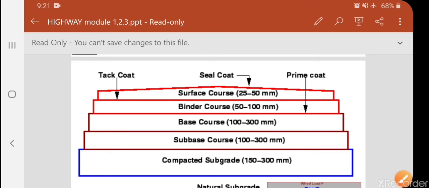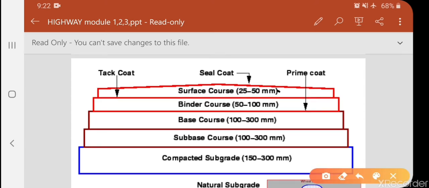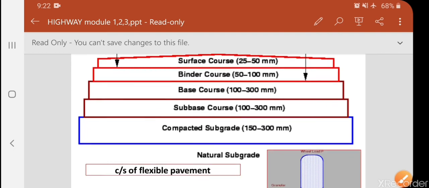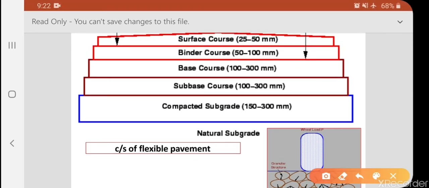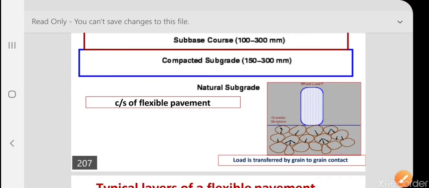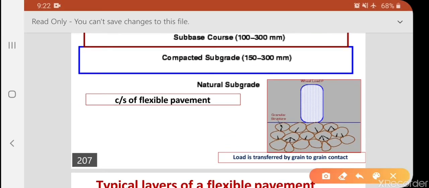Going by thickness, you can see clearly that the surface course has a much lesser thickness compared to the binder course. The binder course has a larger thickness than the surface course. The base course is again much more than the binder course. The sub base is almost equal to the base course. The last one is the compacted subgrade, which will be equal to or more than the sub base, 150 to 300 mm. This is the cross section of a flexible pavement.